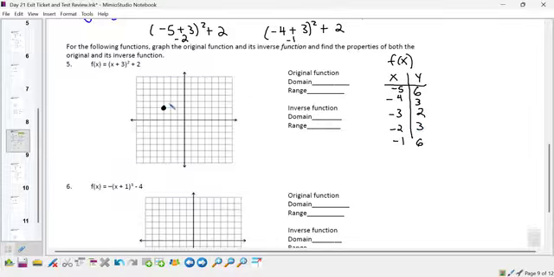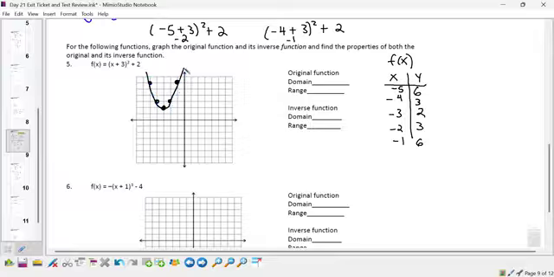So let's see, I got negative. Oh, whoops, I put that one in the wrong spot. Oopsie doopsie. No, I didn't. That's a lie. -4, 3. -5, 6. -2, 3. And -1, 6.